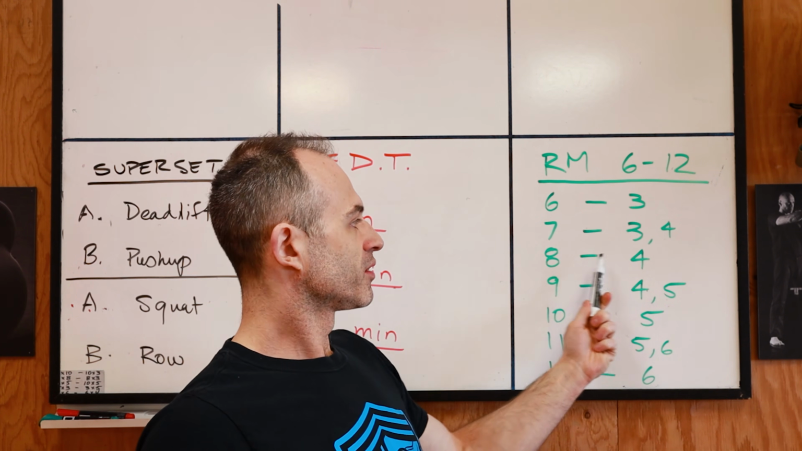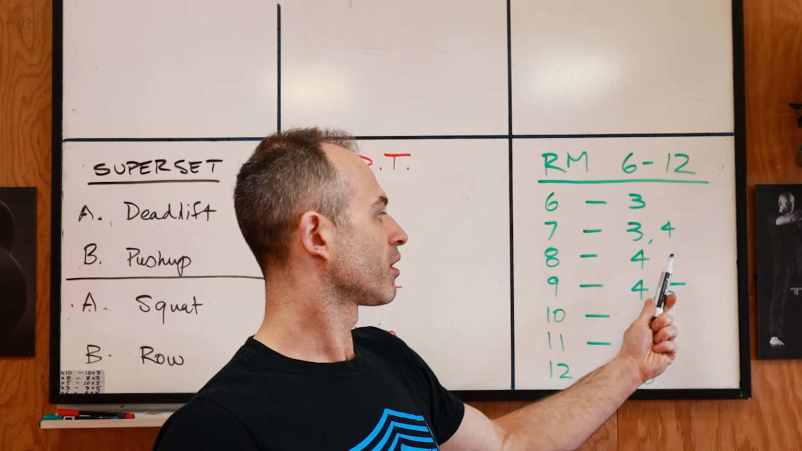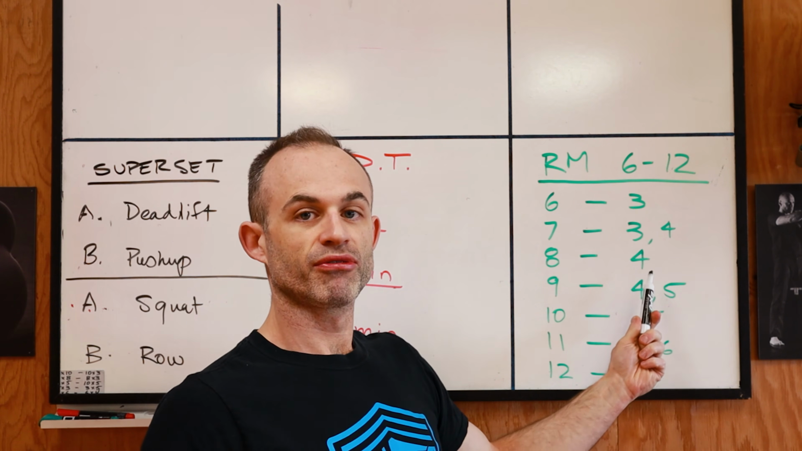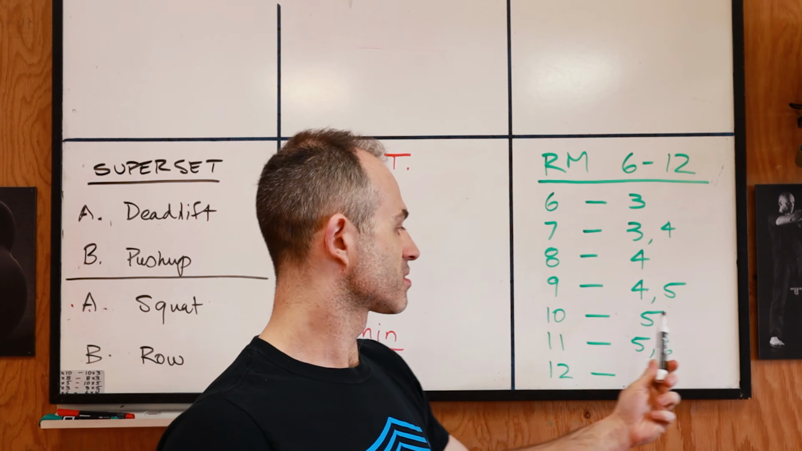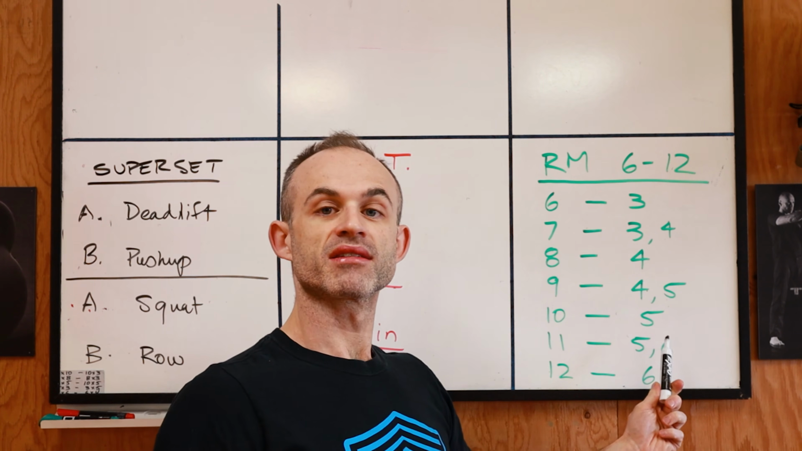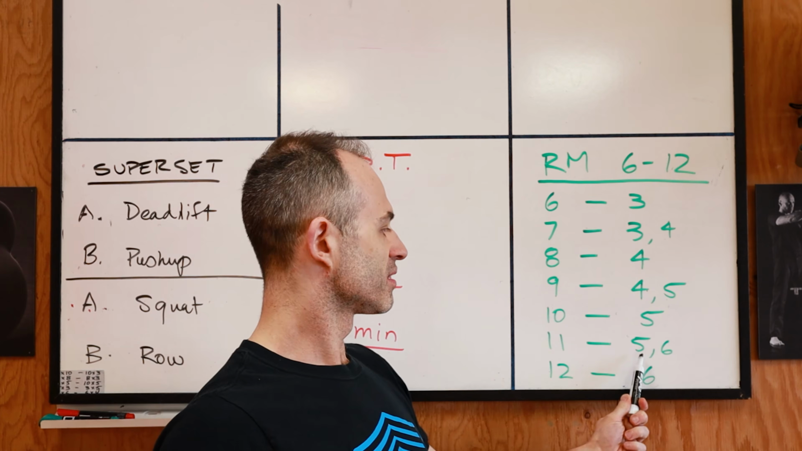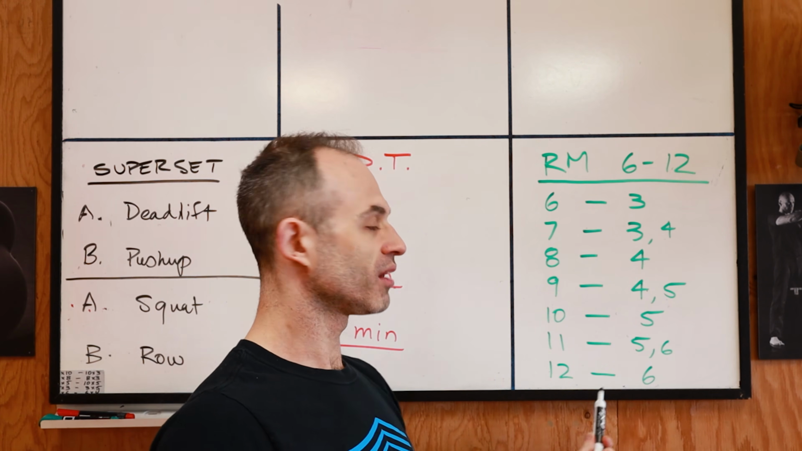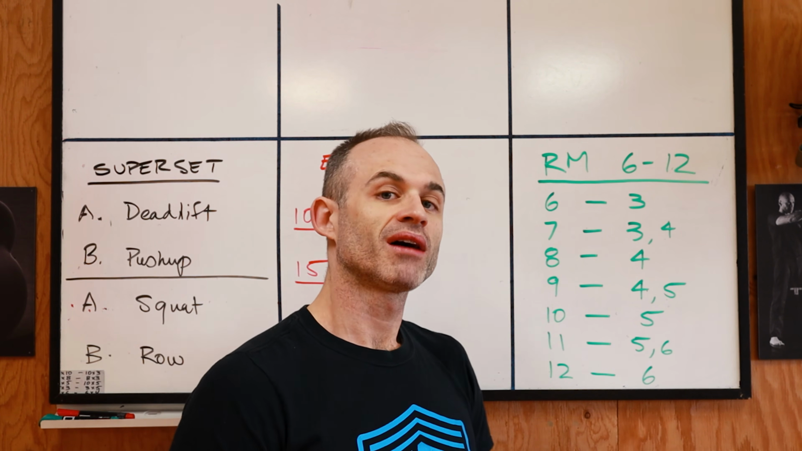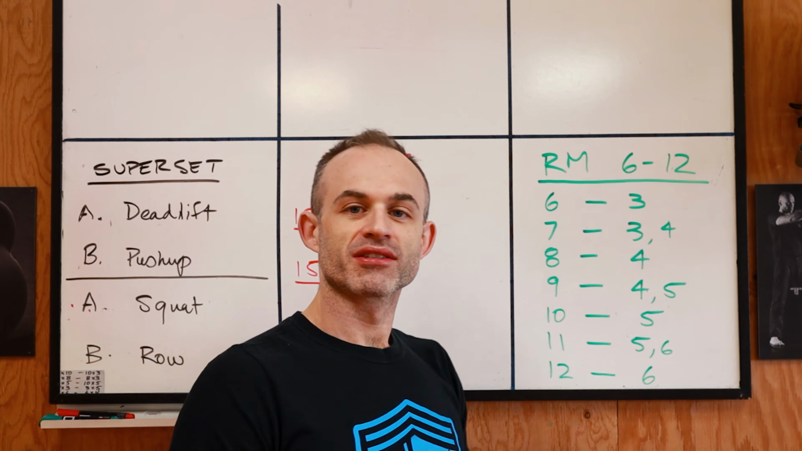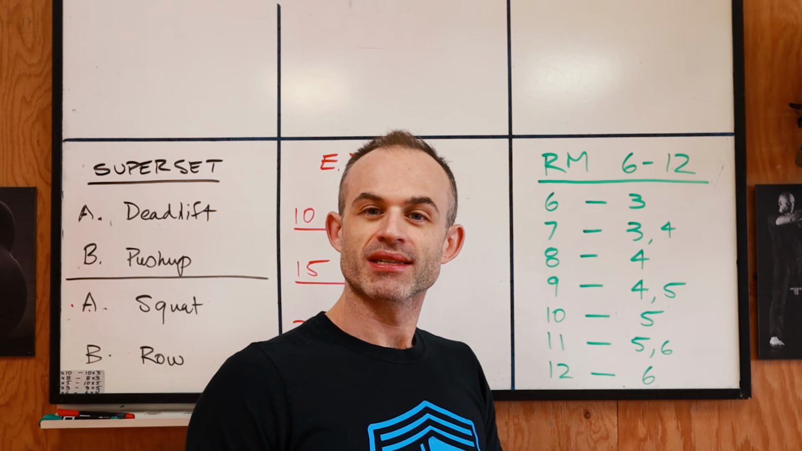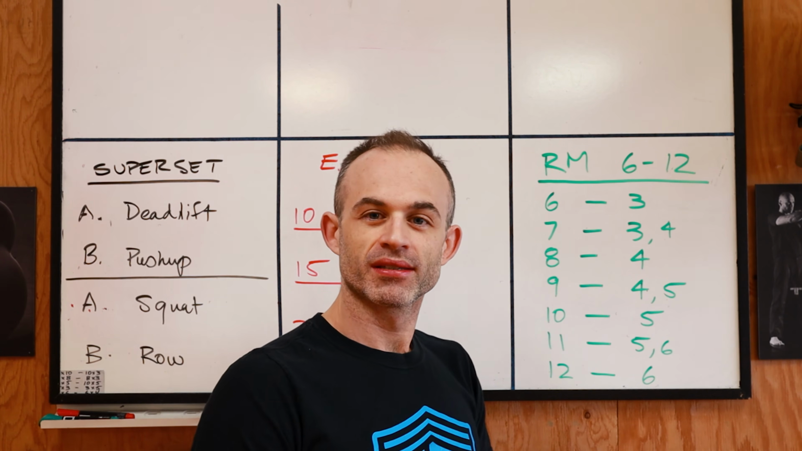If you got 7, you're gonna do sets of 3 and 4. If you got 8, you're gonna do sets of 4. If you tested 9, you're gonna do sets of 4 and 5 reps. If you got 10, sets of 5, 11, sets of 5 and 6, and 12, 6. Generally, it's about half of your reps in total. Performing half of your reps is going to give you the opportunity to maximize on accelerating the weight with the CAT, compensatory acceleration training.